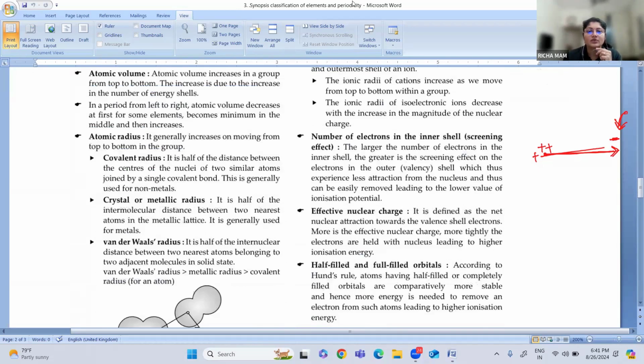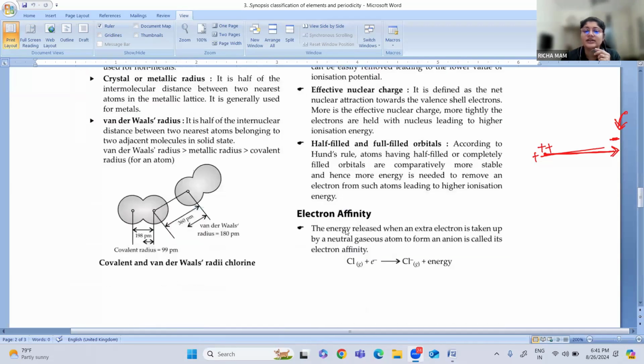The next important concept is electron affinity. What do you mean by electron affinity? Electron affinity is the energy which is released when you are adding one extra electron to a neutral gaseous atom to form an ion.